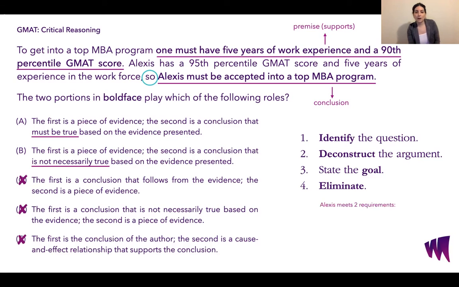Alexis meets two requirements. We know that she has the work experience. We also know that she has the score. What we don't know is if there are other requirements and whether or not she has met them, such as, for example, the payment of an application fee. Therefore, this is not a conclusion that must be true, but instead one that is not necessarily true based on what we've been given.